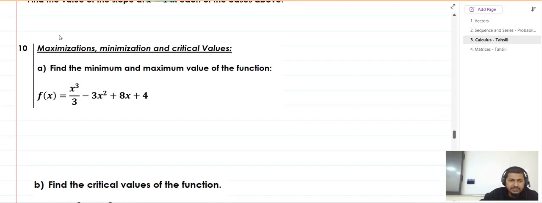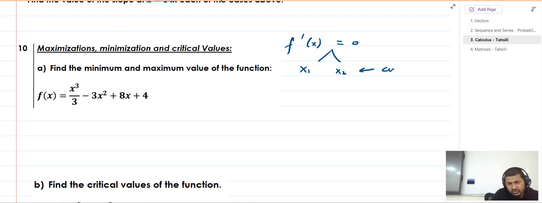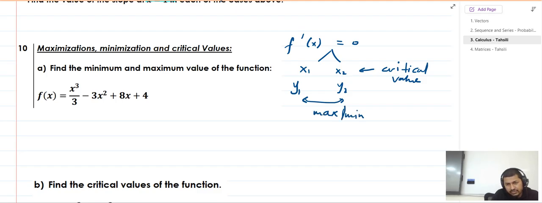Next one, maximization, minimization, and critical values. To find the critical values, you'll find the derivative of the function, alright, f prime x is equal to 0. When you solve these, you might find x1, x2. These are called critical values. The solution to the derivative function is called critical values. Right. Now when you substitute the critical values, you get y values, right? And you'll need to compare between the two values and see which one gives me max or minimum. So that's what we're going to do.